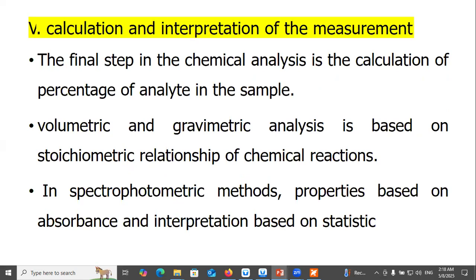Calculation and interpretation of the measurement. The final step in the chemical analysis is the calculation of the percentage of analyte in the sample. Volumetric and gravimetric analysis is based on the stoichiometric relationship of chemical reactions. In spectrophotometric methods, properties are based on absorbance and interpretation is based on statistics.